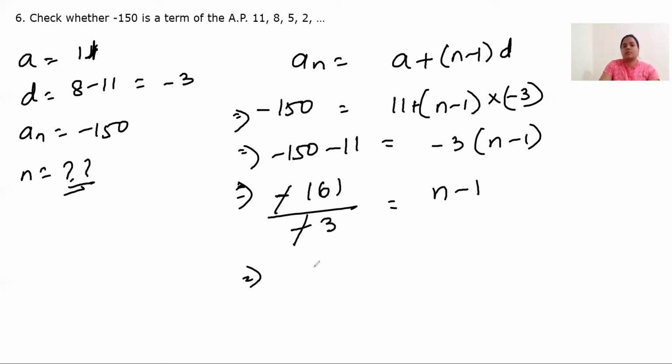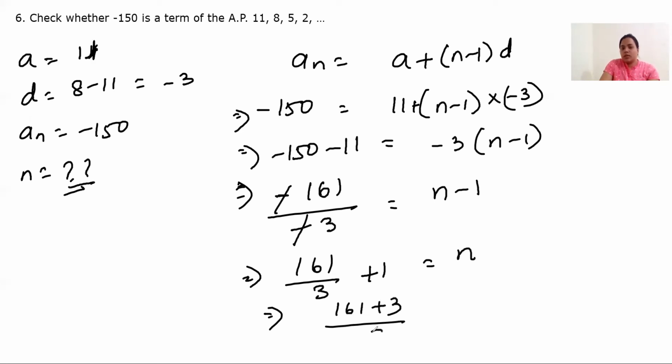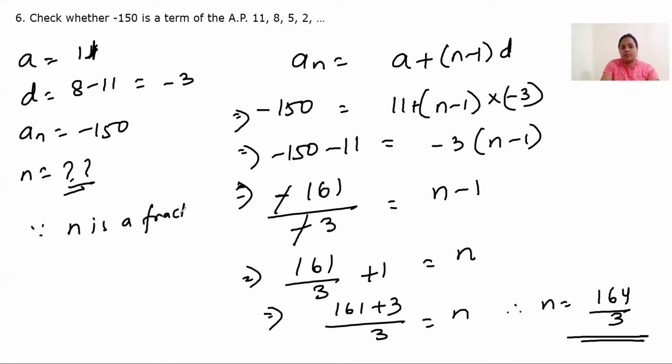Minus and minus will get cancelled. This will be 161 by 3 plus 1 is equal to n. This will be 161 plus 3 by 3 is equal to n. Therefore, n is equal to 164 by 3. We cannot cancel this. n is a fraction. So, since n is a fraction, therefore, minus 150 is not a term of this AP.